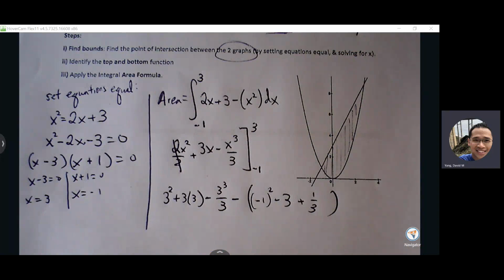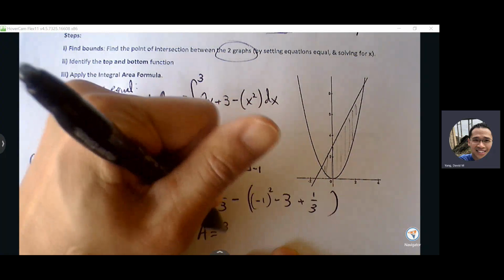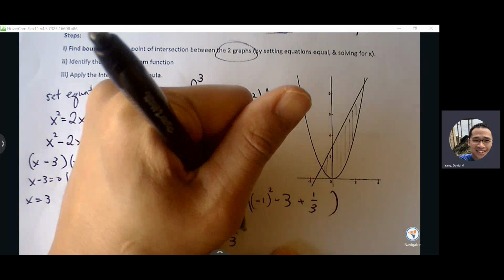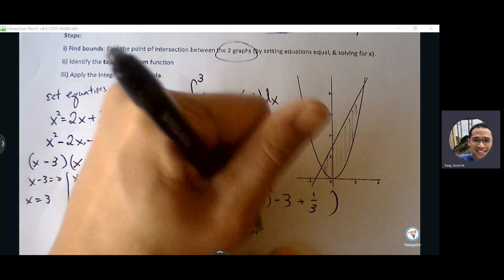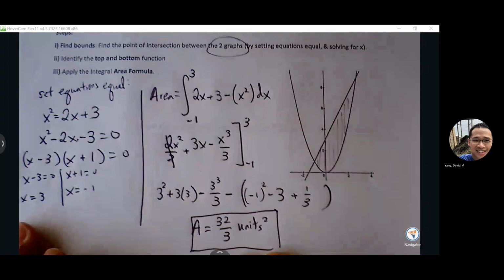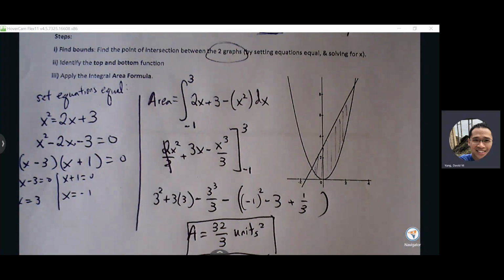Okay, you'll get to use your calculator. And your area is just 32 over 3. Right now, we don't have any units defined, but we can just keep reminding ourselves this is an area value, so units squared. But if the units were specified, then you would say centimeters squared or feet squared, kilometers squared.